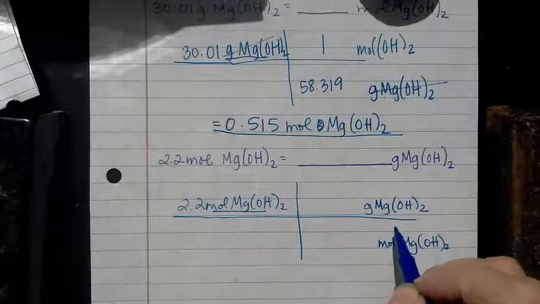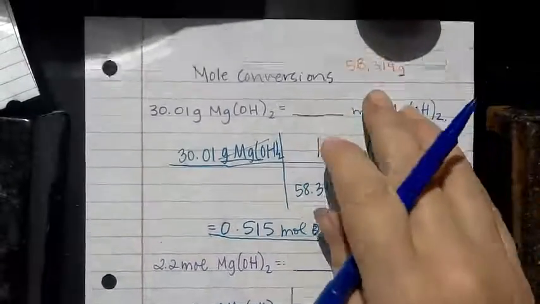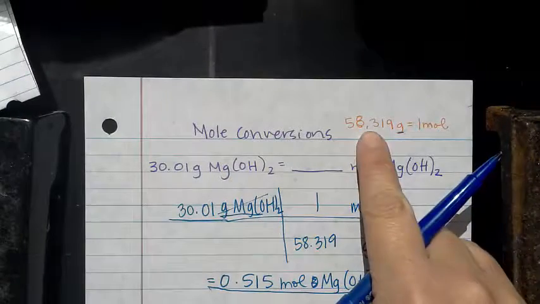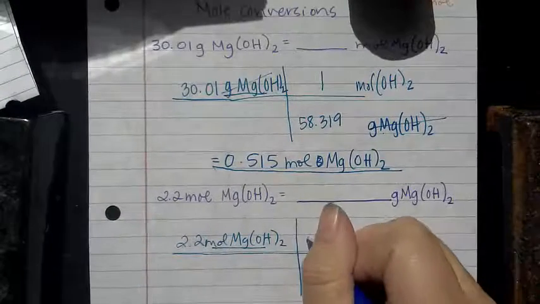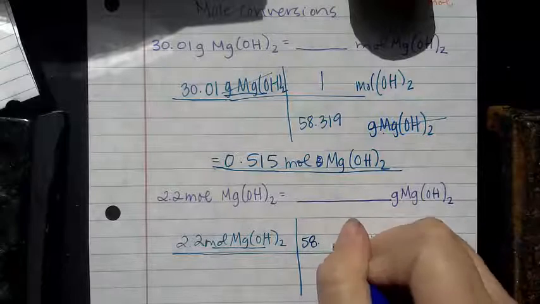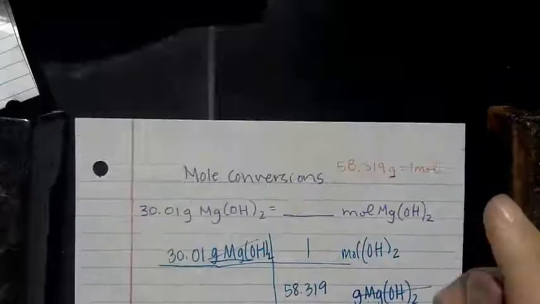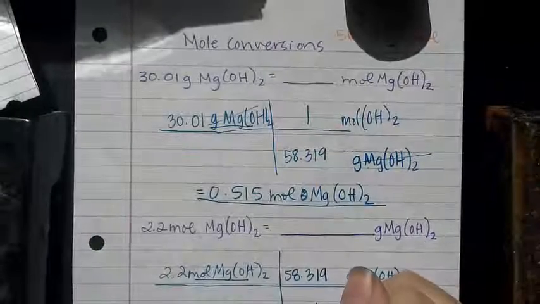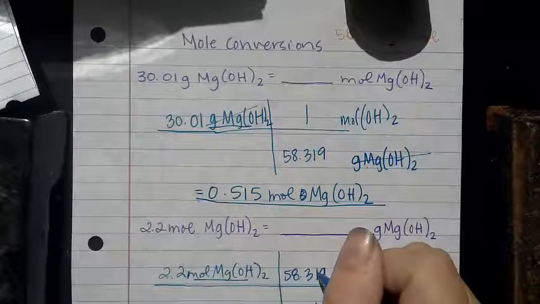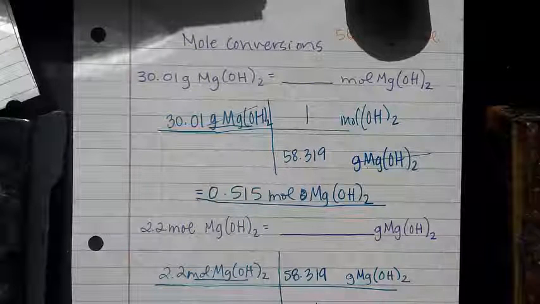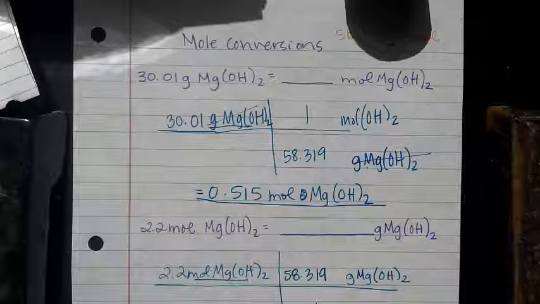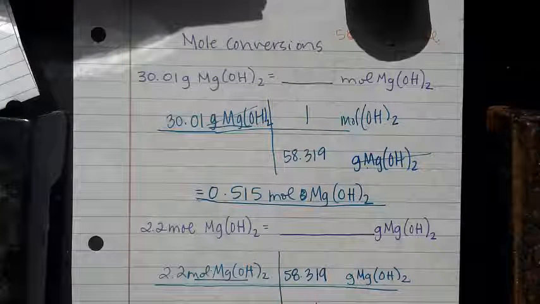Once again, we're going to use the formula mass from up here, or the molar mass from up here. So in front of the grams, we're going to put that 58.319. And in front of the moles, we're going to put the 1. You're going to multiply across the top and divide it by the bottom. And so your second answer is going to be 128.302 grams of magnesium hydroxide.